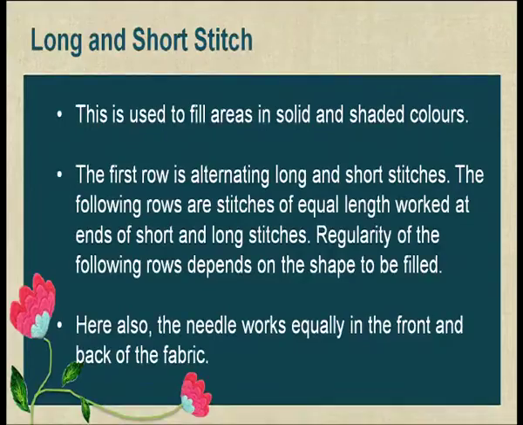Which is a long and short stitch. This is also in the same category. So it is also used to fill areas in solid and shaded colors. The first row is alternating long and short stitches. The following rows are stitches of equal length which are worked in ends of short and long stitches. Regularity of the following rows depends on the shape to be filled.